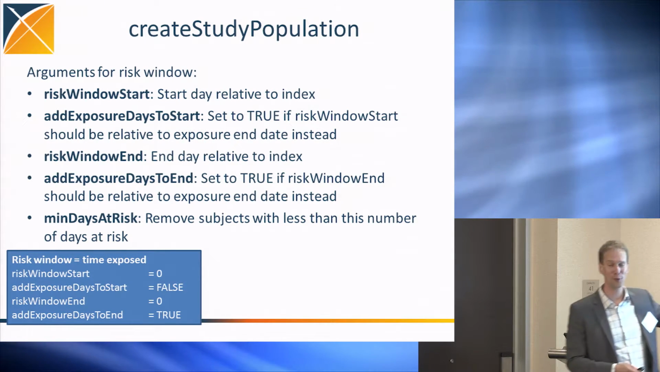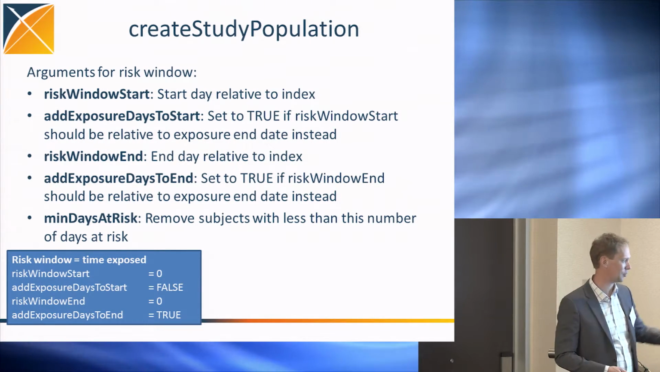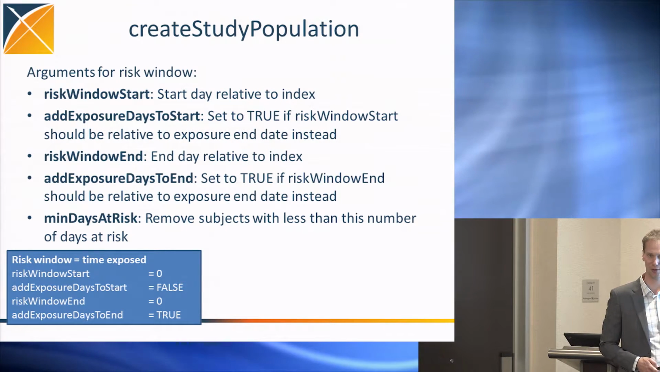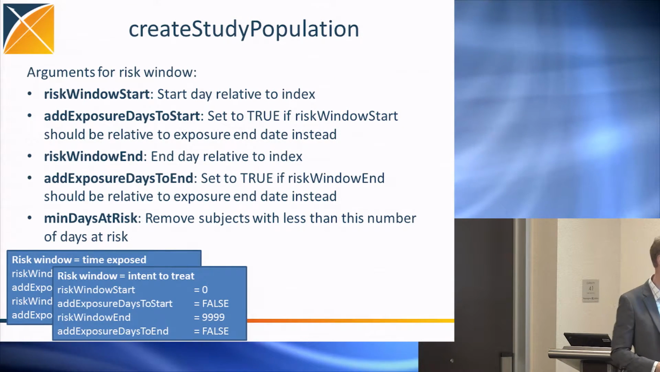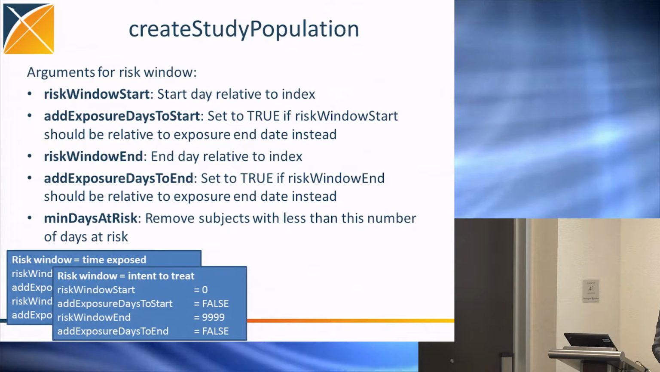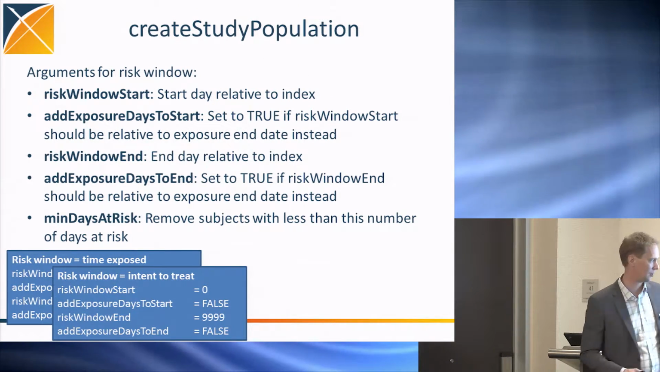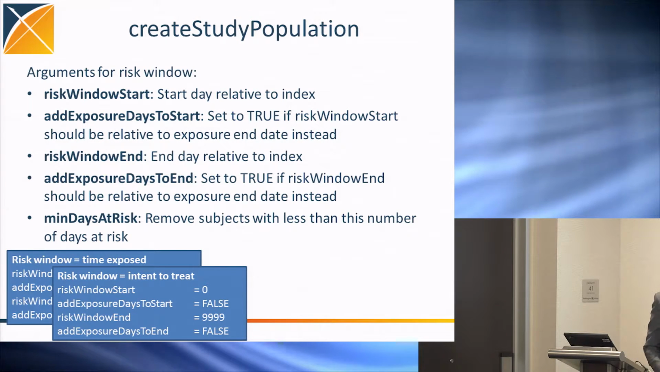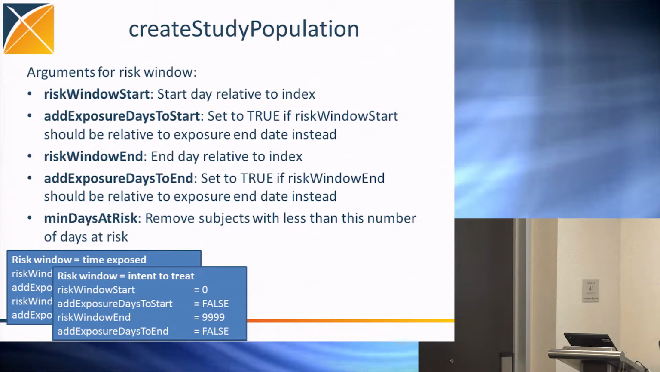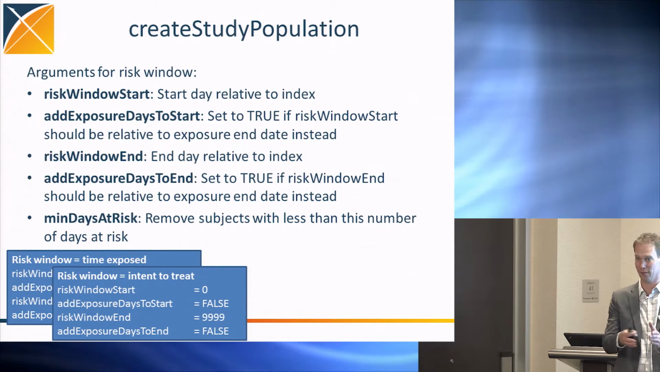So let me run through some examples, maybe that helps. This is just time exposed, and this is how you define it. Then some people have an idea of something called intent to treat, which is basically all time following the index date. In that case, risk window start is 0, add exposure days to start is false. That means you're starting on the start of the cohort.